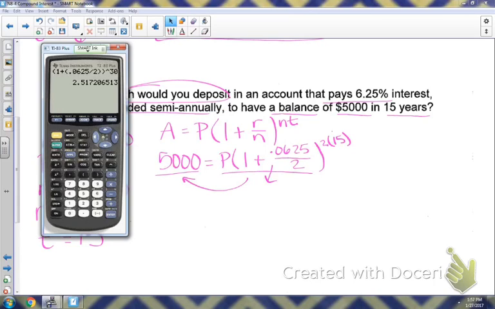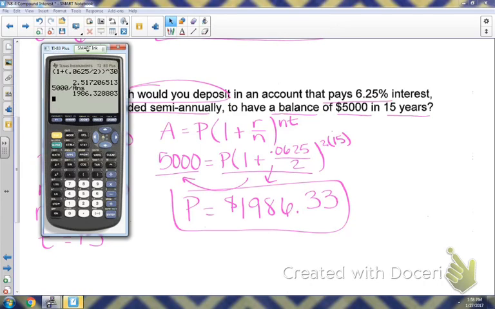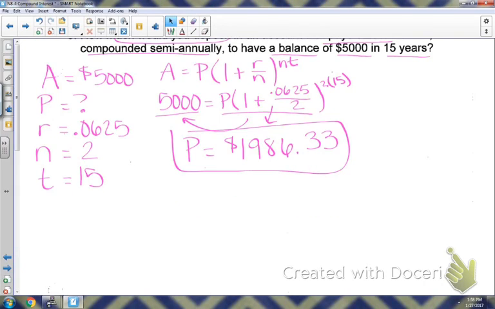So what I can do is 5,000. I can divide it by that answer that I just got in my calculator. So you can recall an answer, so second, and then the negative key, and then that would give you your answer there. So P equals $1,986.33. Okay, so this time it went down because we're looking at the starting amount. The starting amount should be smaller than that ending balance if it's increasing. So again, just make sure that it makes sense at the end.